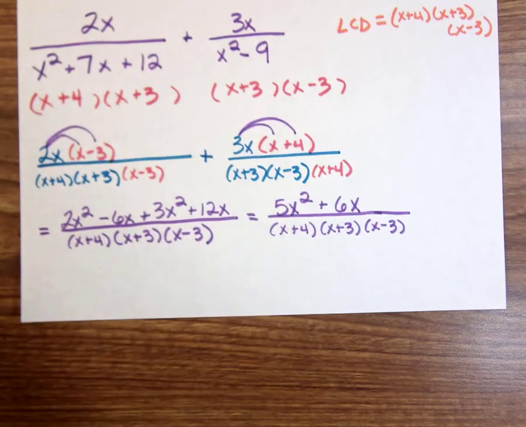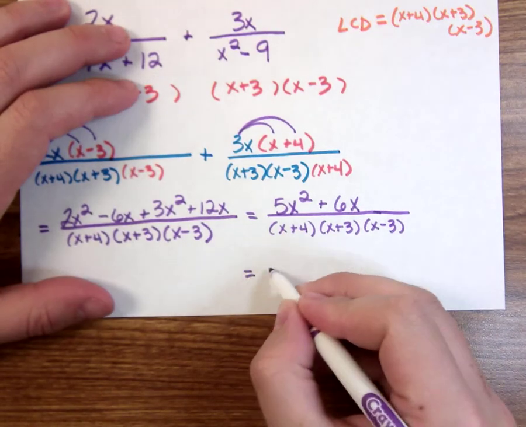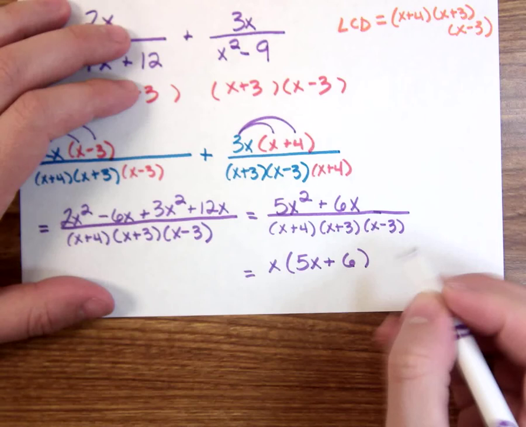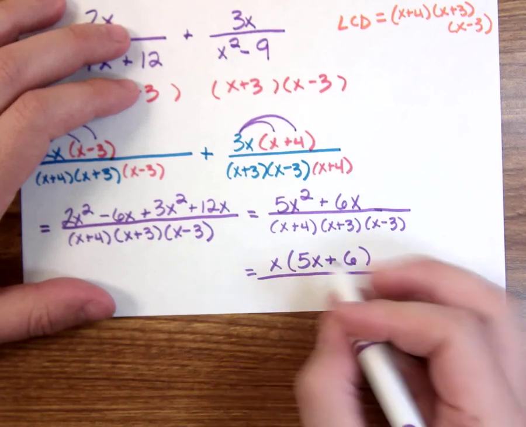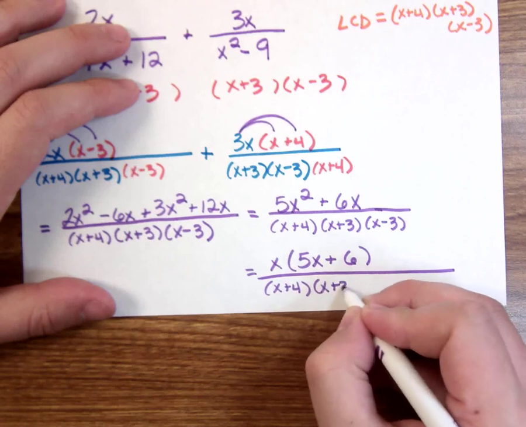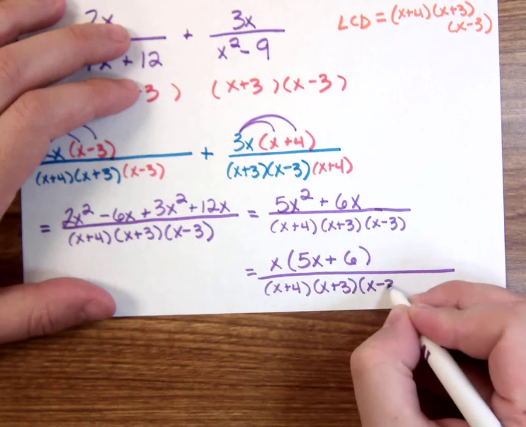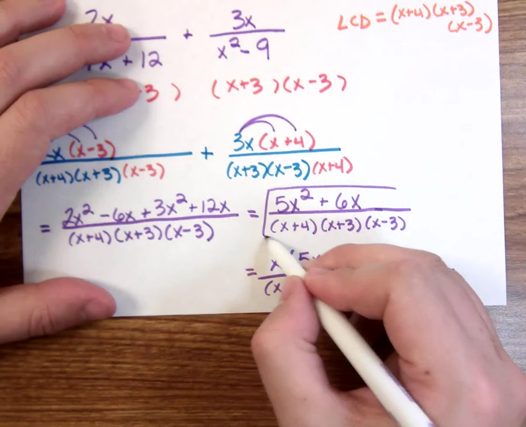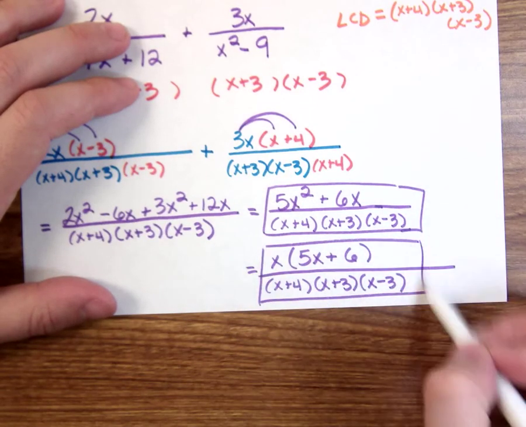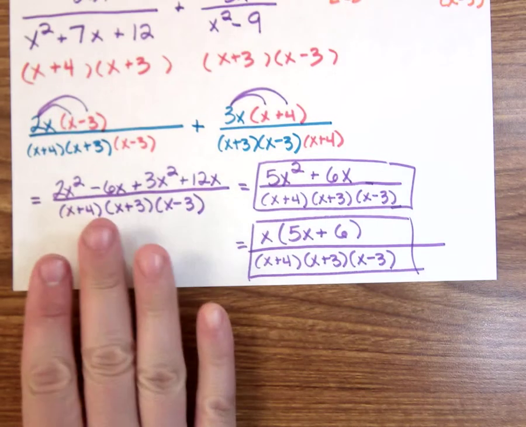I actually can factor the top, but factoring is not going to help me. I could factor an x out of the top. It would look like this. It won't help me though because factoring that x still doesn't give me anything to cancel. So we can leave it at the top. Right. This answer is good. This answer is also good. Those are both equally good answers.